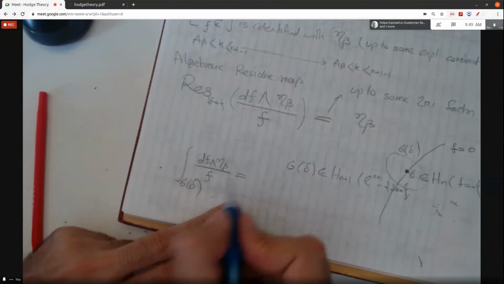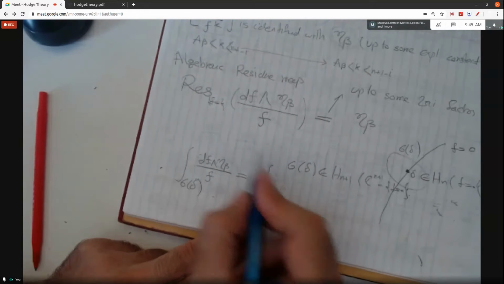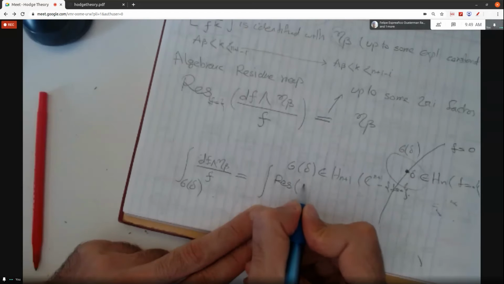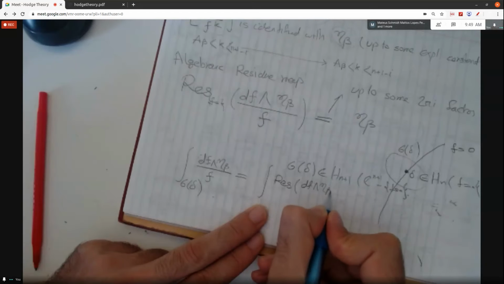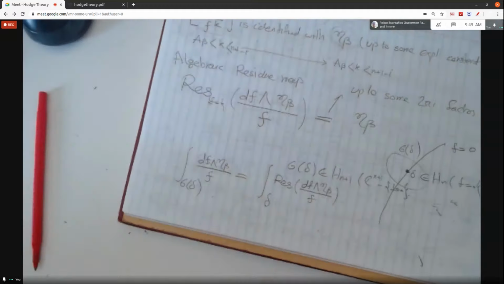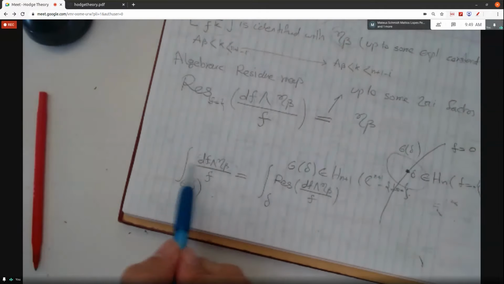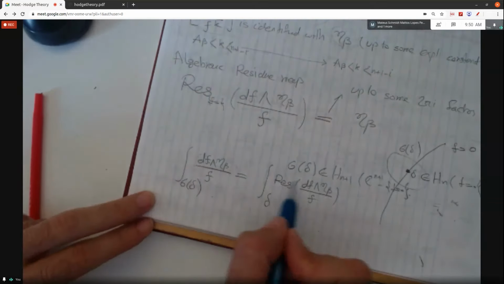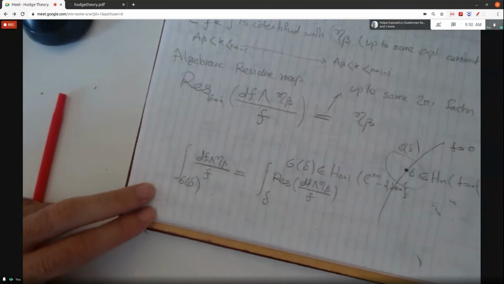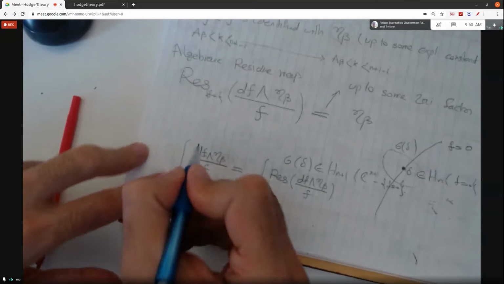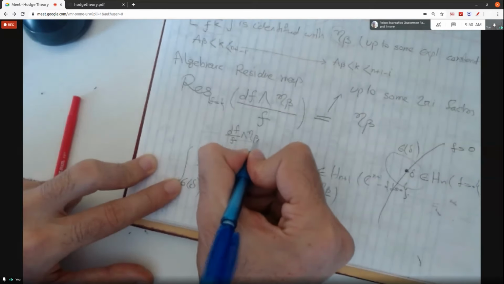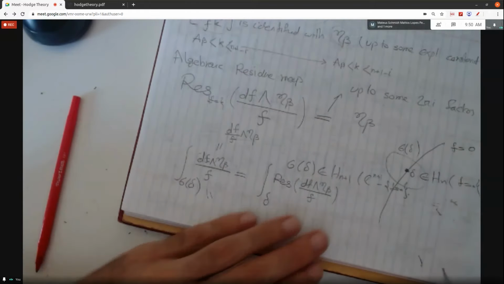This must be, up to some 2 pi i factors that I don't care about, the residue of, let's say, this guy, integrated over delta. So anyway, this equality defines the residue map in a unique way, and so we can compute this one. Maybe you write this one as dF divided by F wedge eta beta, and something else that you can do.